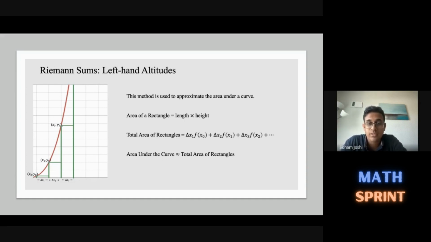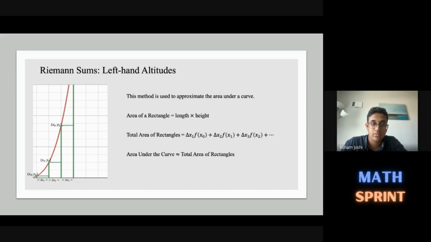In fact, because we're using each point on the curve at the top left corner of a rectangle, that's why it's called a left Riemann sum, or a Riemann sum using left-hand altitudes, as you must have figured out. Again, remember, this is also an approximation. I've shown the formula for the left Riemann sum on the right over here, but again, I mentioned this before, I'm not a big fan of formulas in general, so I would advise you guys to just understand the concept to approximate the area using a left Riemann sum.